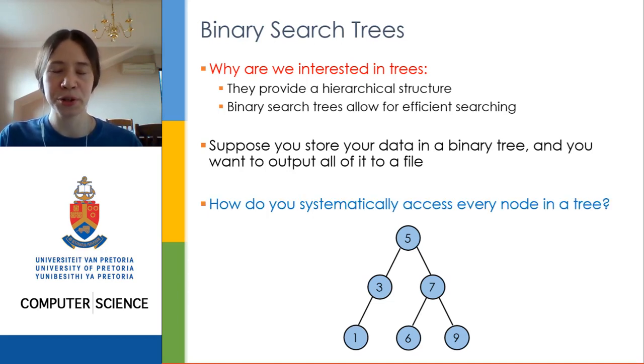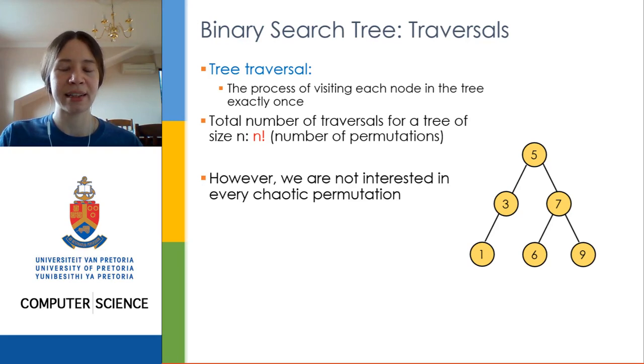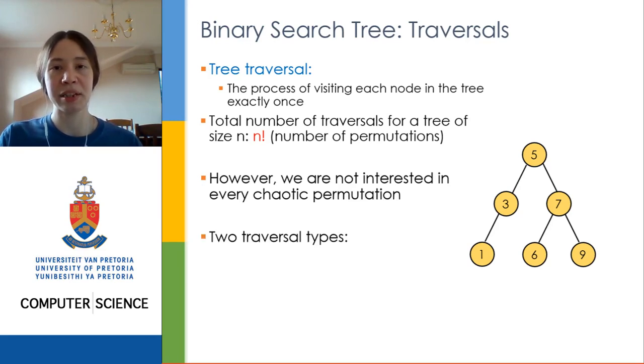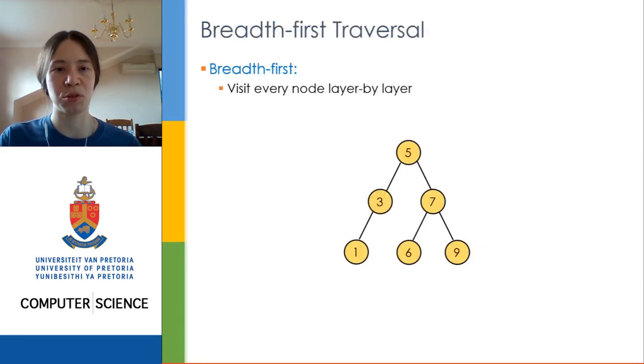Traversal algorithms are basically methods to systematically access every single node in the tree. It turns out that there are actually two main ways in which we can do this. So we are not interested in any random arbitrary order. In fact, we will discuss specifically two traversal types: breadth first traversal as well as depth first traversal. Let's do the breadth first traversal to begin with.